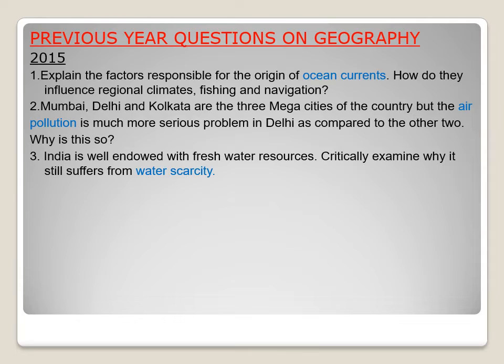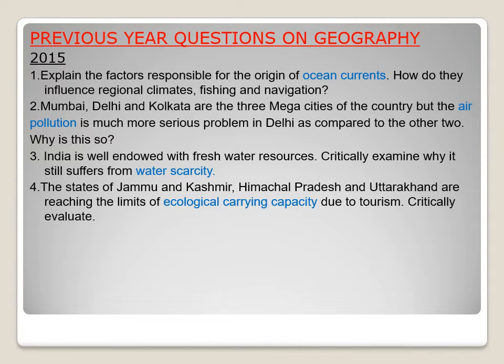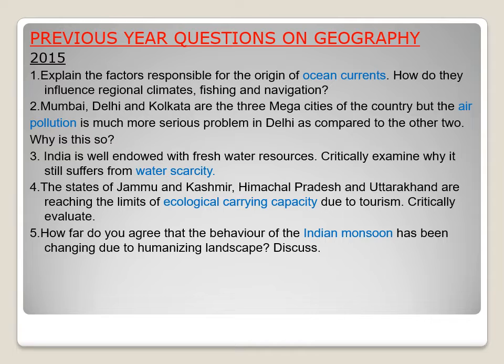Next one is about water resource. For topics like this, we must study sources, causes, effects, and remedies related to them. Fourth one is about ecological carrying capacity. In a broader sense, it is a problem of development versus environment. In this particular question, it is tourism industry versus ecology. Next, fifth one. We know the Indian monsoon is tailor made for our country, but humanizing of landscape is loosening the stitches and leading to disasters. This can also be taken as a problem of development versus environment.